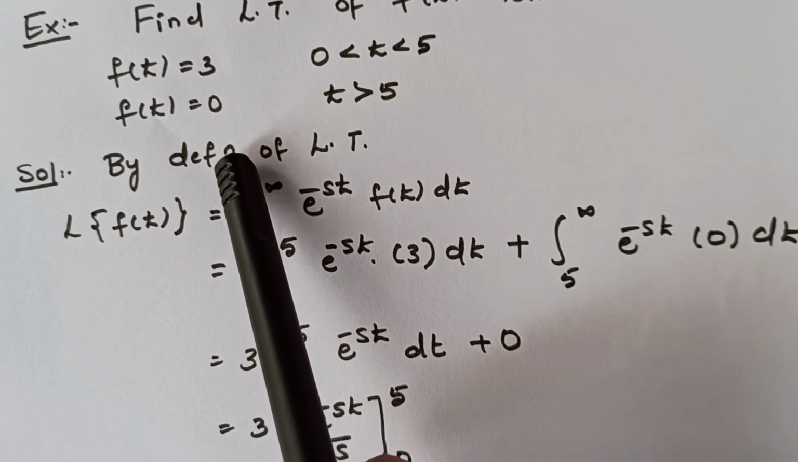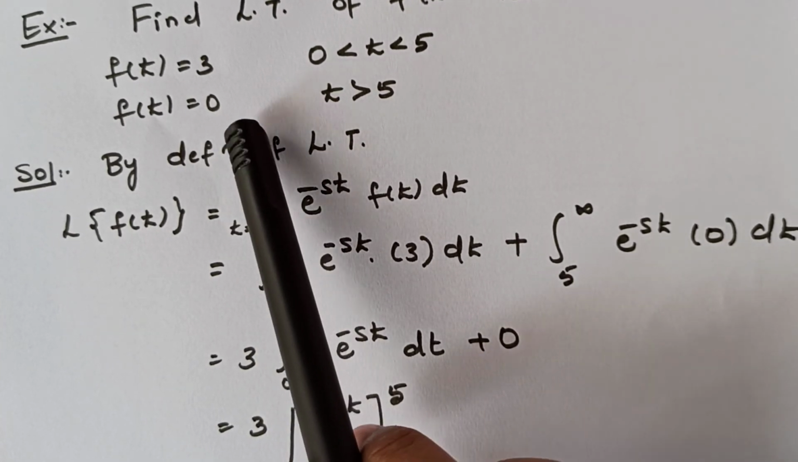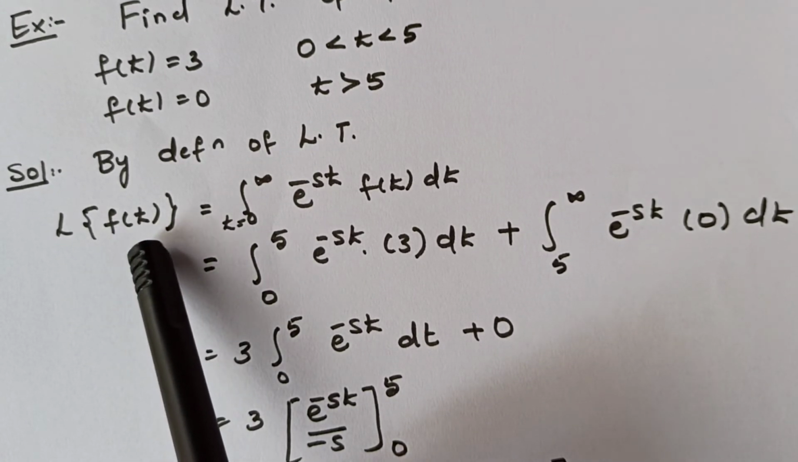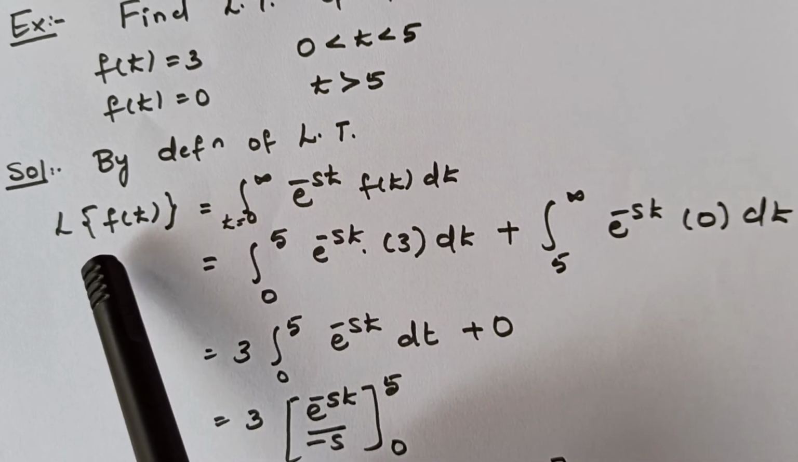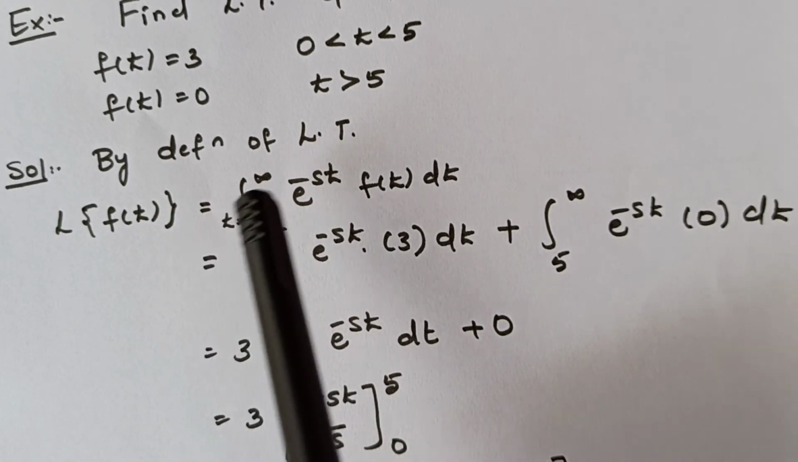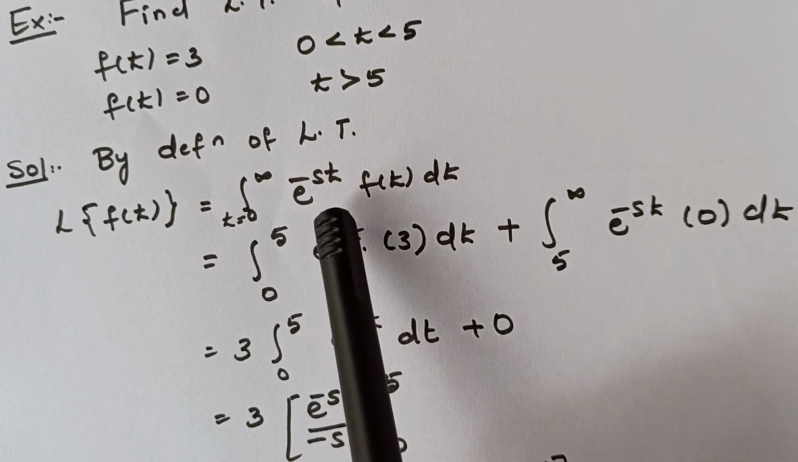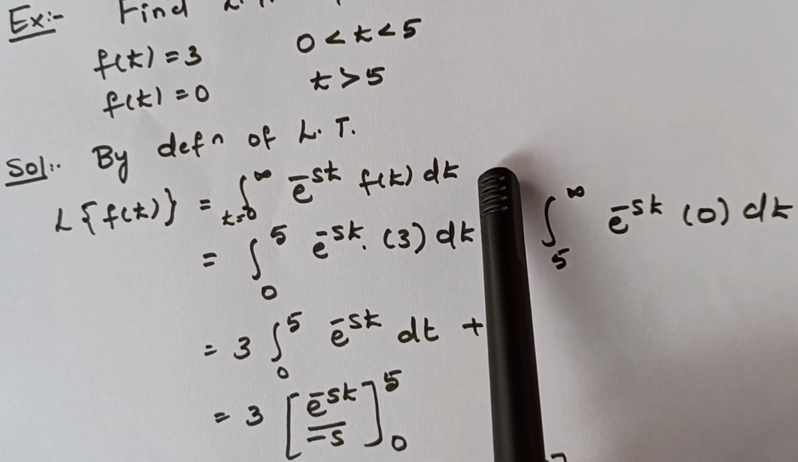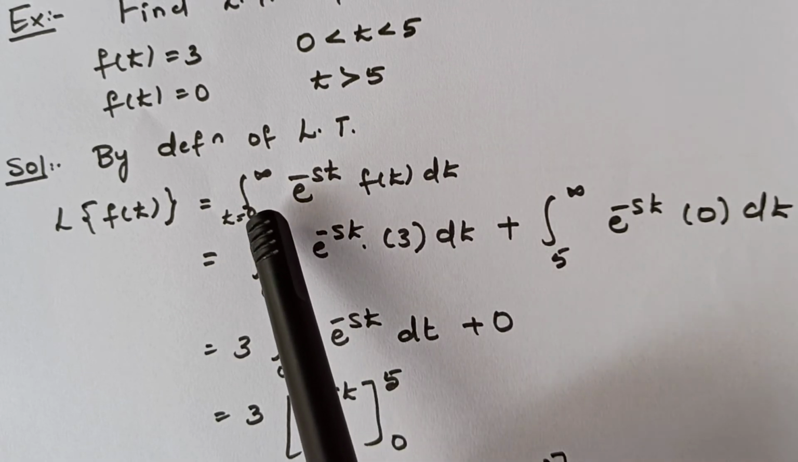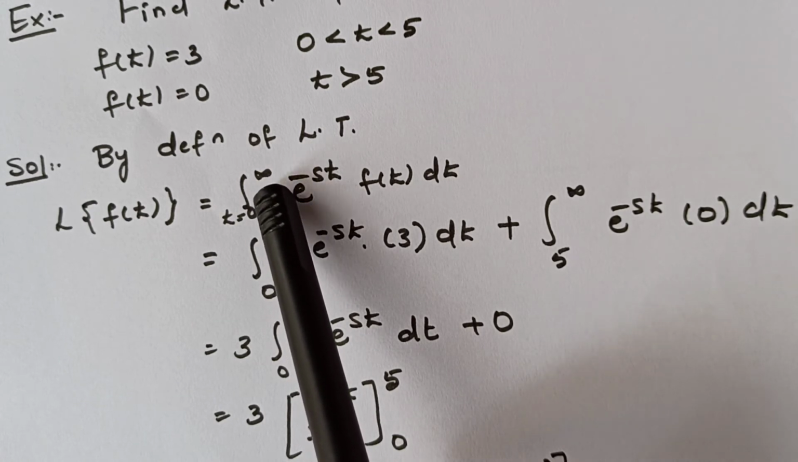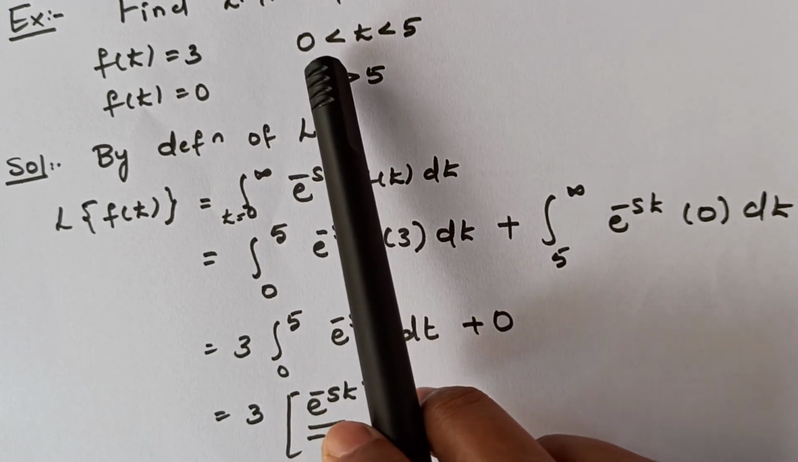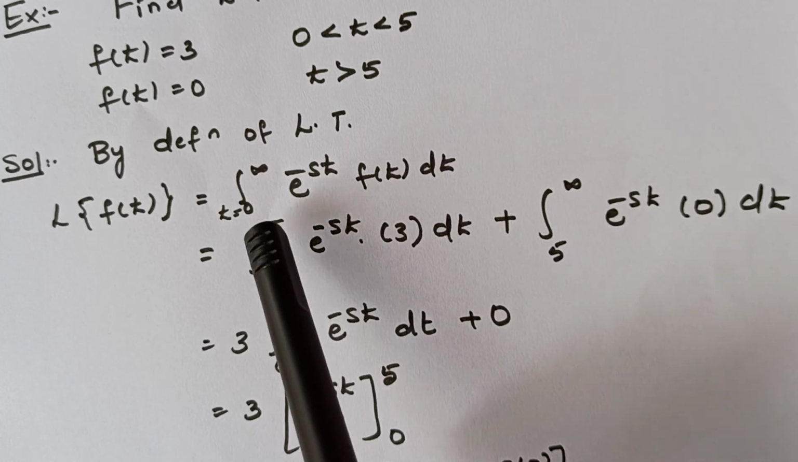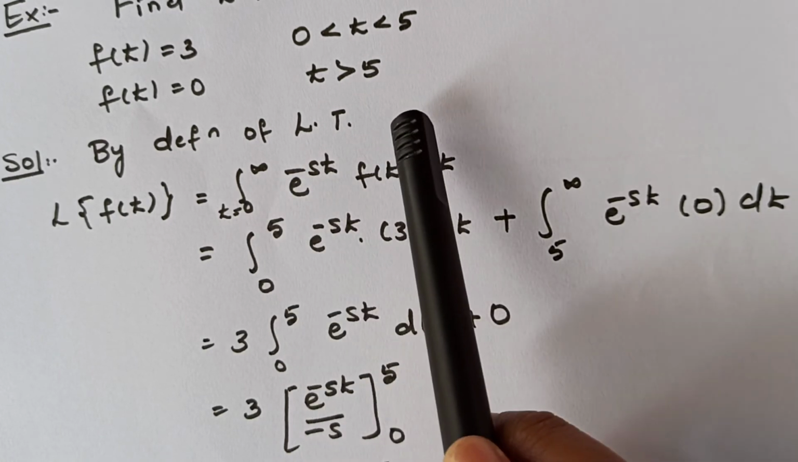So now let us apply the Laplace transform method for this function. I am going to take the definition of a Laplace transform. That is, L of f of t is equal to the integral, t varies from 0 to infinity, e power of minus st f of t into dt. This is by the definition of a Laplace transform. Now the interval 0 to infinity has been split into two parts, from 0 to 5 and from 5 to infinity. So let us split 0 to infinity into two parts as given in the problem.